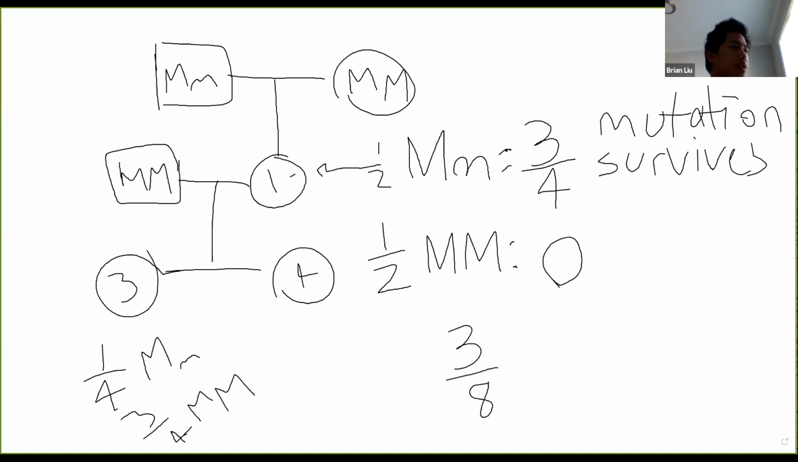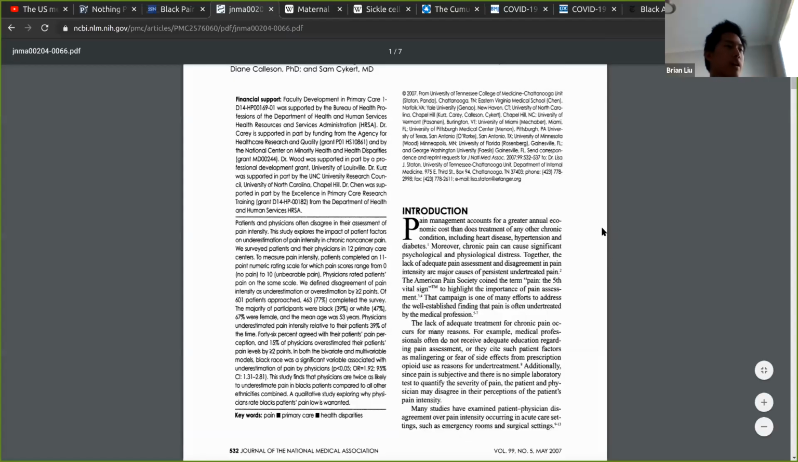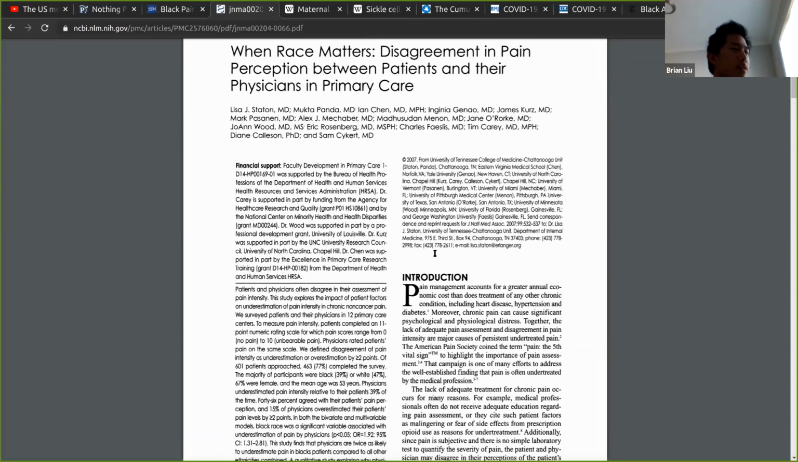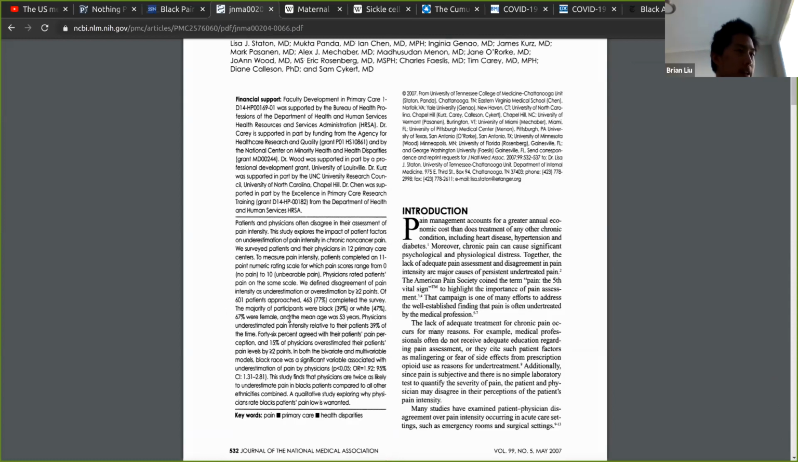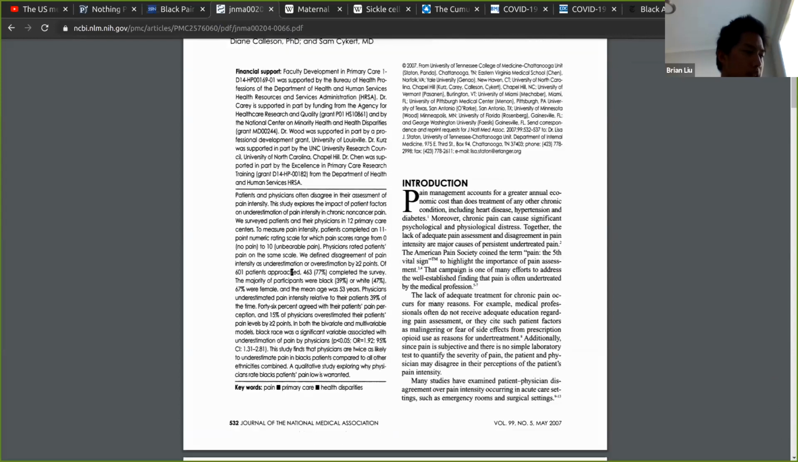So why is this? There are a lot of reasons, but one of them is that Black pain is not taken seriously. If we look at this article right here, they recruited Black and white people. Oh, I shared another screen. If we look here, they took the assessments of pain intensity from Black and white people and other minorities.